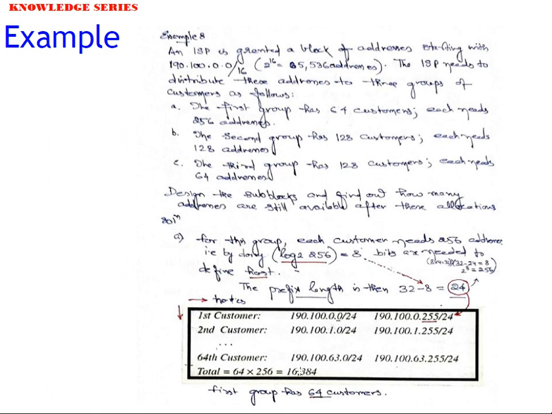So for writing 64 customers, we go with the third group, that is 0, 1, 2, 3 up to 63. So this is 64 customers. Each customer is having 0 to 255, 0 to 255. That is how we can get 64 customers, and 64 customers into 256 addresses is equal to 16,384. So this is 16,384. It shows the different allocated addresses for the first customer.